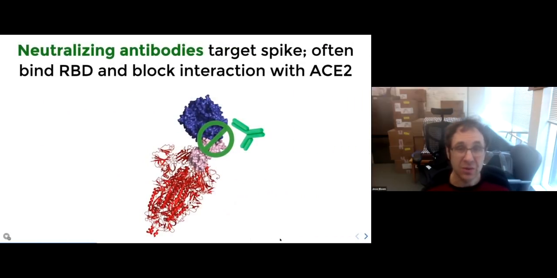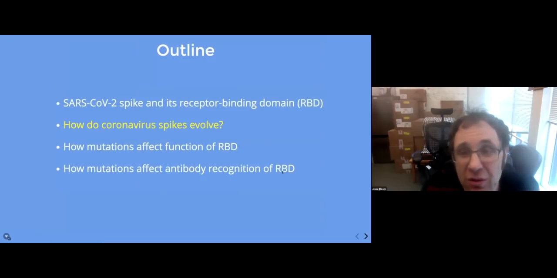We also now know that neutralizing antibodies, so antibodies that are able to directly block viral infection, target the viral spike. And they often bind to the RBD, and in many cases simply function by sterically interfering with the binding of the RBD to ACE2. So this turns out to be a super important class of antibodies, and I'll get into some specific numbers later in the talk about how important this specific type of antibody is for immunity to this virus. Okay, so that's some background on the SARS-CoV-2 spike and its receptor binding domain.